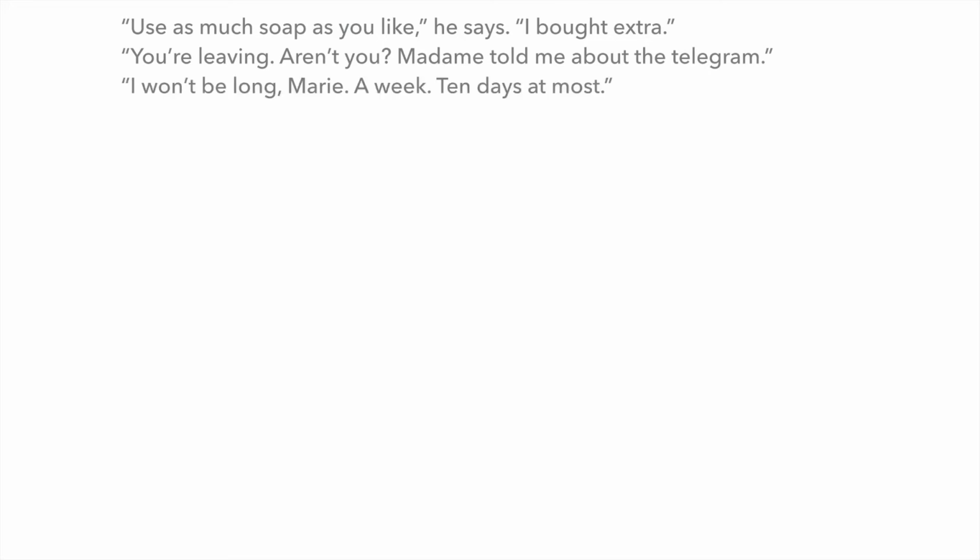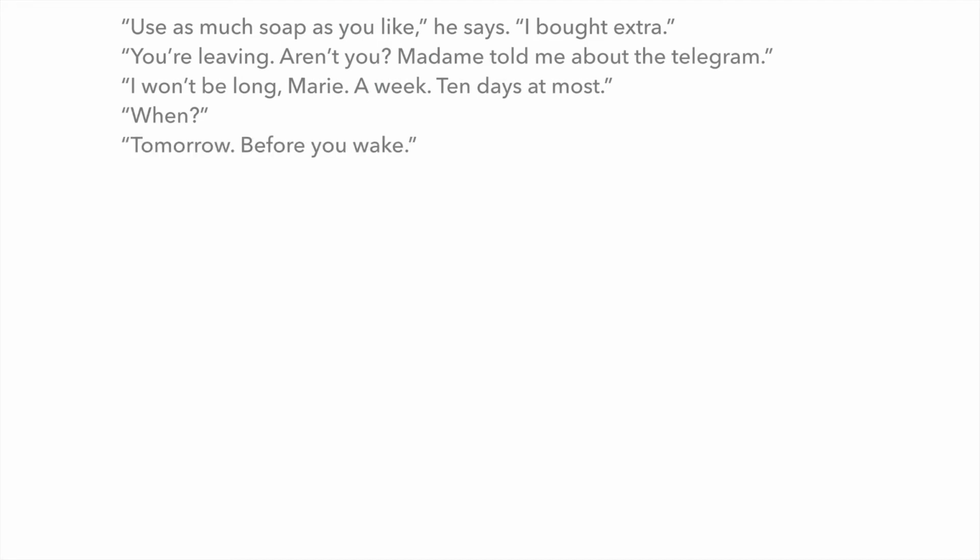"You're leaving." "I won't be long, Marie. A week. 10 days at most." This informs her, but it's also meant to console her, so it's doing more than one thing. "When?" Look at the brevity of this question. Even this one-word line of dialogue is about more than just information. It's not just a matter of her wanting to know when he's leaving. There's a tinge of passive aggressiveness to it. Even with this single word, we get a sense that she does not want this.